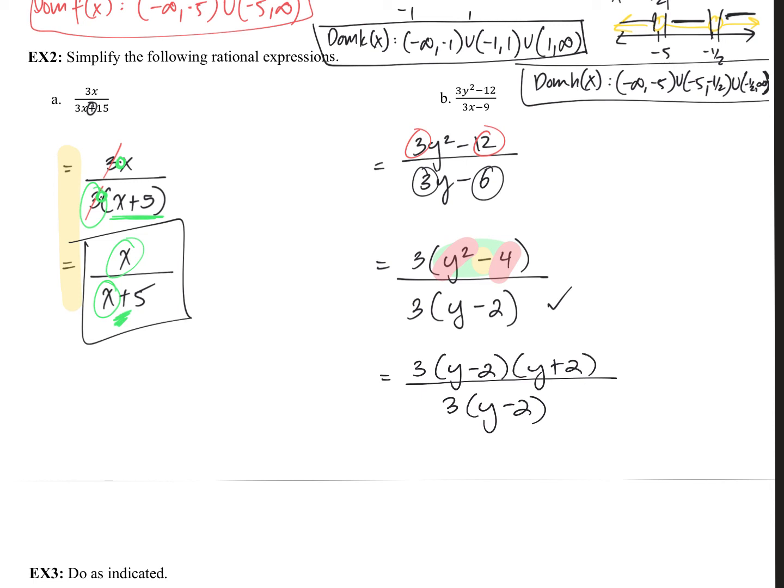Can we cancel anything? Are there any like factors? Once again, which ones of these are factors? This 3 is a factor, that's a factor, that's a factor, that's a factor, and that's a factor. All the ones that are separated by multiplication are factors. So can we cancel any of these? Are any of these the same? We can. The 3's are the same, and so are the y minus 2's. So what are we left with? We're left with y plus 2 divided by 1, which is the same thing as y plus 2.